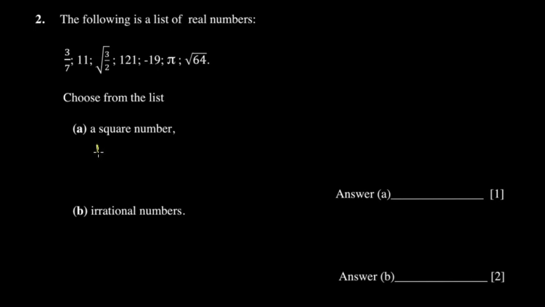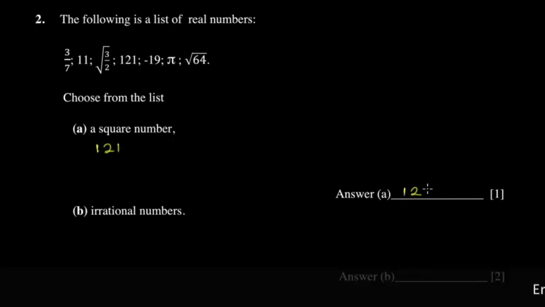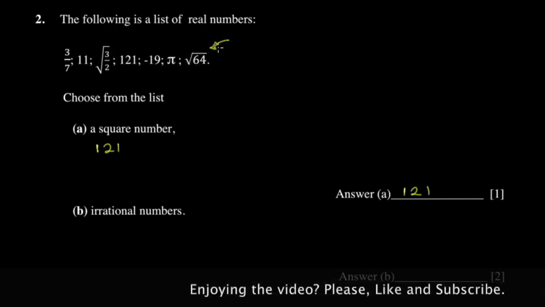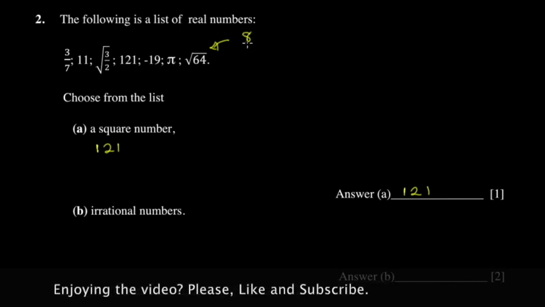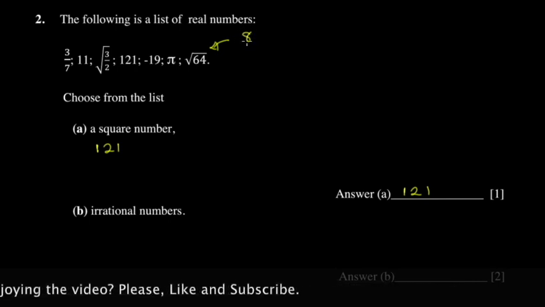So choose from the list a square number. It'd be 121. A square number simply means a number with a perfect square root. So negative 19, obviously no. Pi, obviously no. Square root of 64 here, you get what? Square root of 64, you get 8. 8 by 8, you get 64. 8 doesn't have a square root. That's why we say 8 isn't a square number.